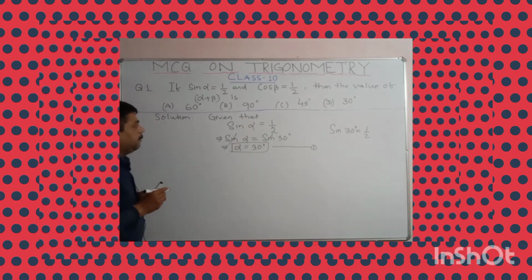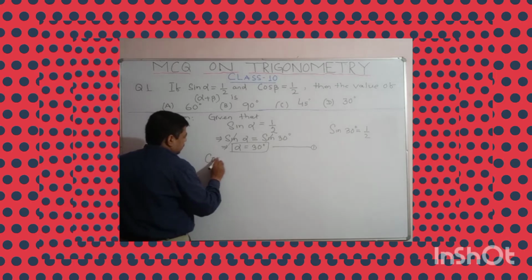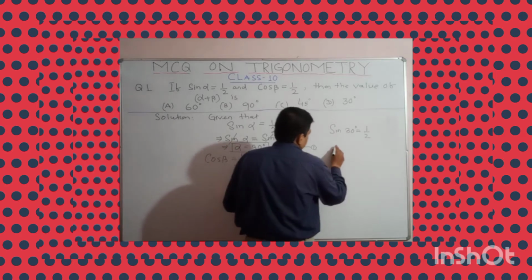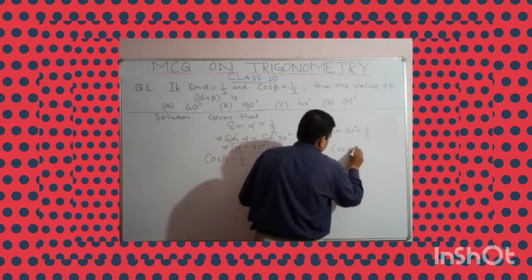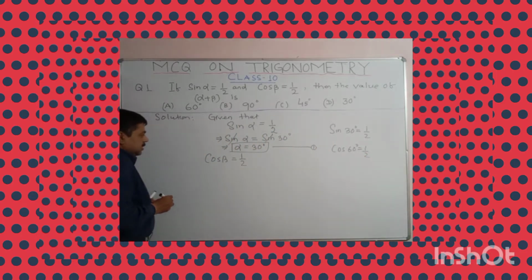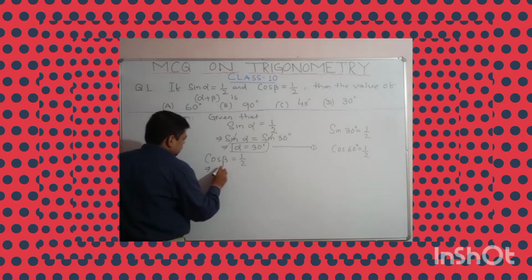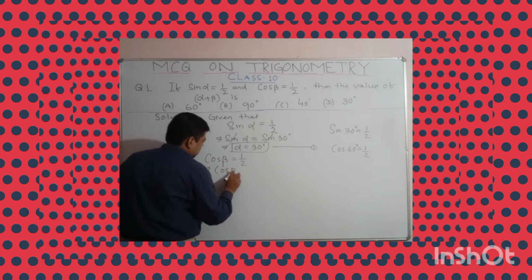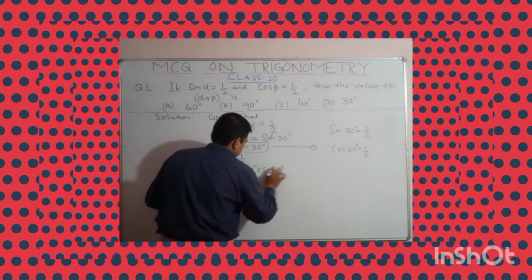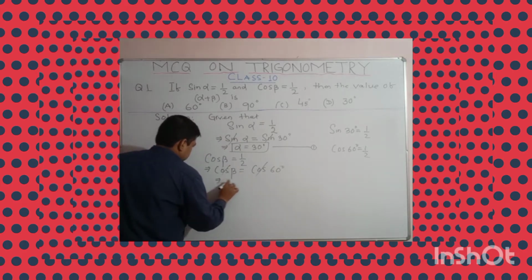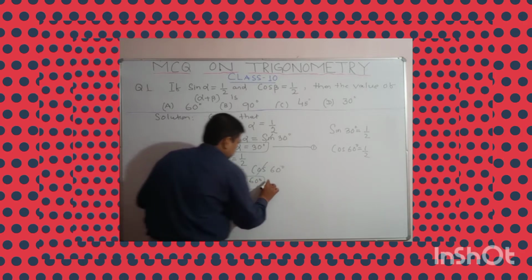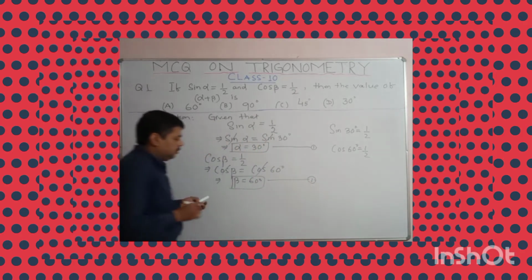In a similar manner, cos beta is given equal to 1 upon 2. And you know cos 60 degree is equal to 1 upon 2. Have you remembered or not? So in place of 1 upon 2, can I write cos 60 degree? Yes. So cos will be cancelled. So beta is equal to 60 degree. So we got the value of alpha is 30 degree and the value of beta is 60 degree.